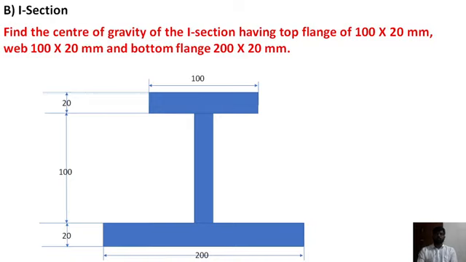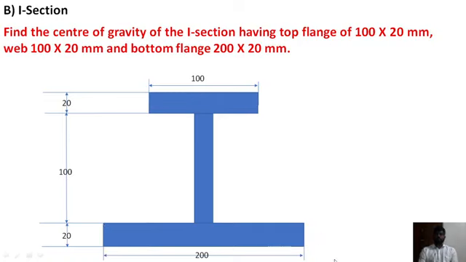Problem: to find the center of gravity of the I section having top flange of 100 into 20 mm, web of 100 into 20 mm and bottom flange of 200 into 20 mm. So here in the I section, the top flange is this one, 100 into 20 mm, and the web is this one, 100 into 20 mm, and the bottom flange is this one, 200 into 20 mm.